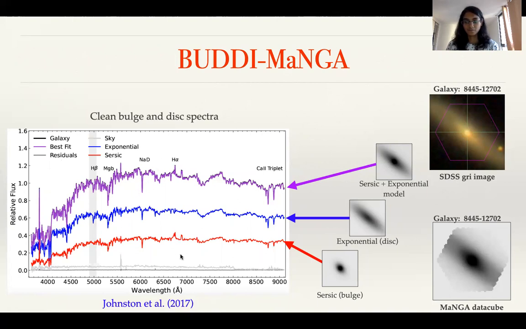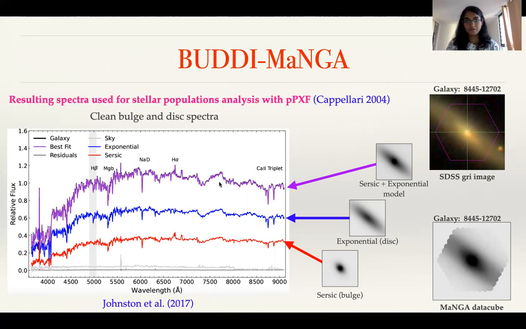We have the pure bulge spectrum in red, the pure disk spectrum in blue, and the combined bulge plus disk spectrum in purple. This overlays the observed spectrum in black, which is just behind it, and we can see that the combined spectrum from BUDDI has managed to fit the observed spectrum very well. From these decomposed spectra, we can then extract the stellar populations that exist in the bulge and the disk separately by running them through a full spectrum fitting tool like pPXF.